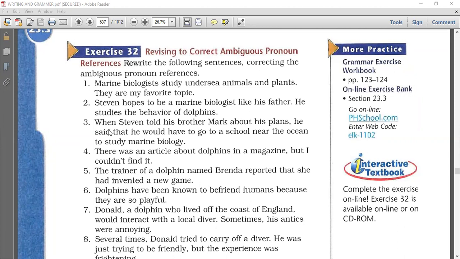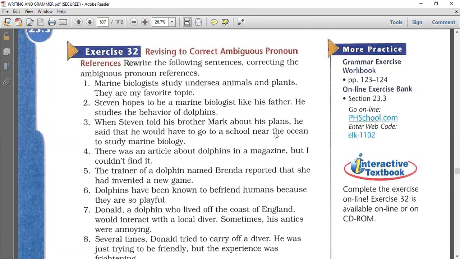So, take your time, Kiara. Who's ready, guys? Who can do number 3? We have 2 repeated pronouns, he and he. We don't understand to whom this pronoun refers or this pronoun refers. When Stephen told his brother, okay, Yassine, go ahead. When Stephen told his brother Mark about his plans, Mark said that he would have to go to a school near the ocean to study marine biology.